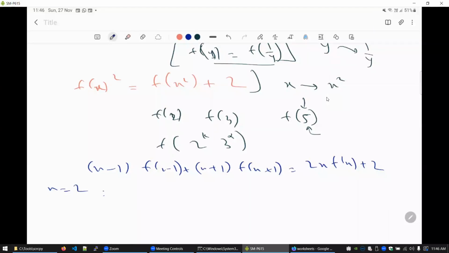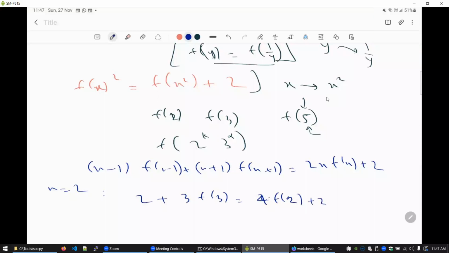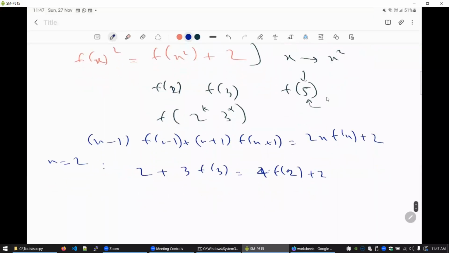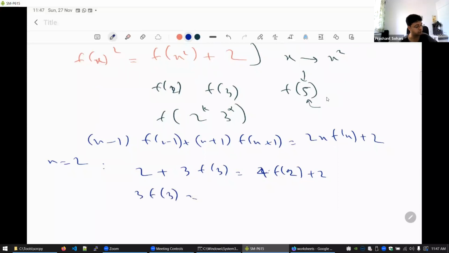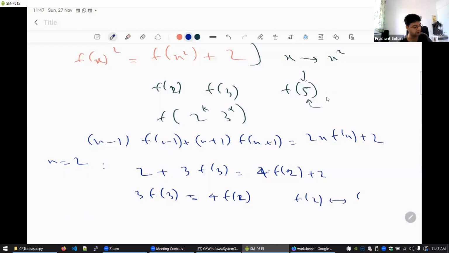Can we do that slowly? So the first term will be 1 times f of 1, right? So this is 2 times f of 2, plus 3 times f of 3, is equal to 4 times f of 4... so sorry, f of 2. Yeah, so we'll get 3 times f of 3 is equal to 4 times f of 2. Okay. And now you see we have related f of 2 to f of 3. That's a really good thing.